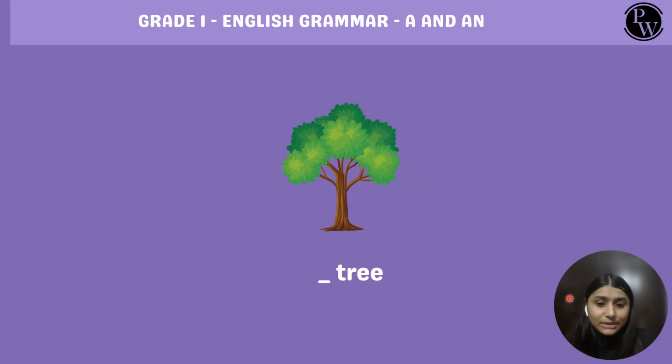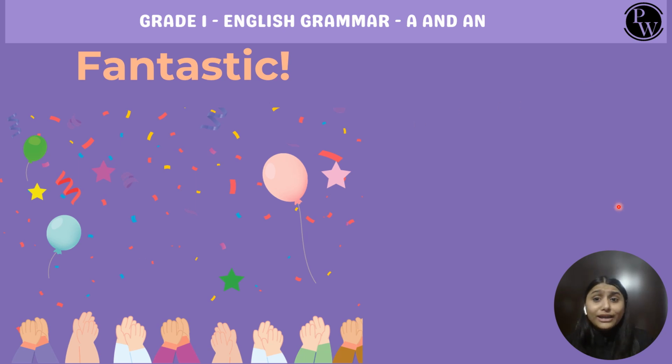Dash tree. This is very simple. Absolutely right. A tree because it makes a consonant sound. Tree. T is a consonant and it makes a consonant sound. Great. A tree. Great job.